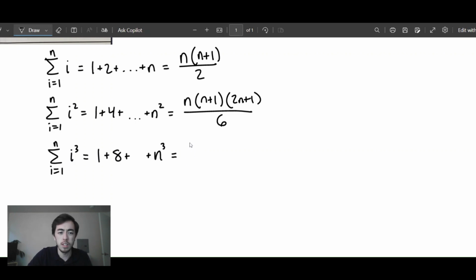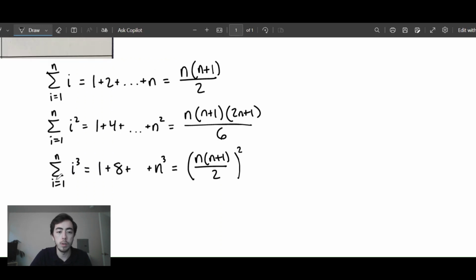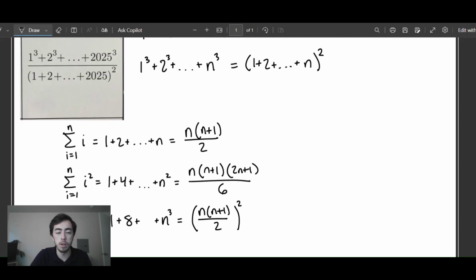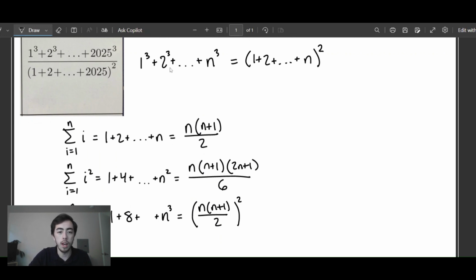Interestingly, this is actually the same as just squaring this one, n times n plus 1 over 2. Kind of neat. So if we apply these formulas back to where we were, on the left side of the equation, we have the sum of cubes. And going off of this formula, if I just have all the cubed numbers all added up till n, I could just replace it with that n times n plus 1 over 2, all of that squared. And that comes from this bottom formula here.